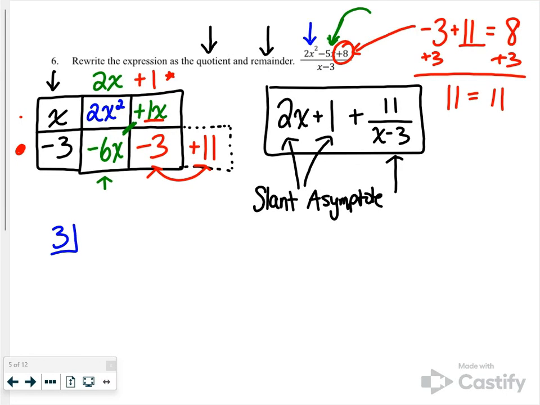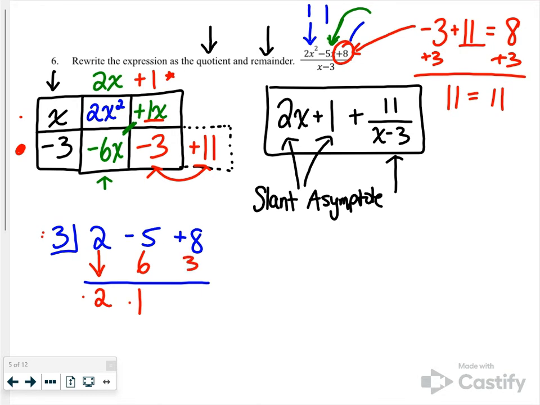I'd put a 3 in the shelf, and I would take this number 2, negative 5, and positive 8. 2, negative 5, positive 8. And then I perform the synthetic division. Bring down my coefficient of 2. 2 times 3 is 6. I add those, I get 1. 3 times 1 is 3. And there's our remainder of the 11. So there's our 2x plus 1 plus 11 over x minus 3.